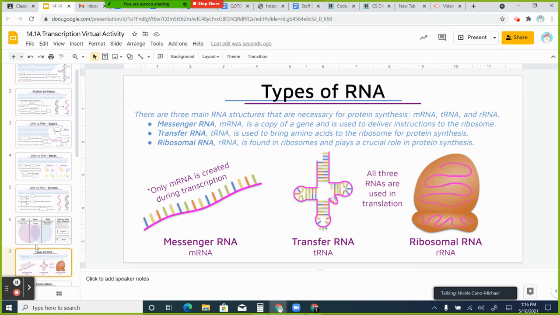Slide number 7. This really has nothing for you to do on it. There's no questions, there's no drag and drops. This is just information. It is going to tell you all about messenger RNA or mRNA, transfer RNA or tRNA, and ribosomal RNA or rRNA. This is information that you might find useful in future slides.